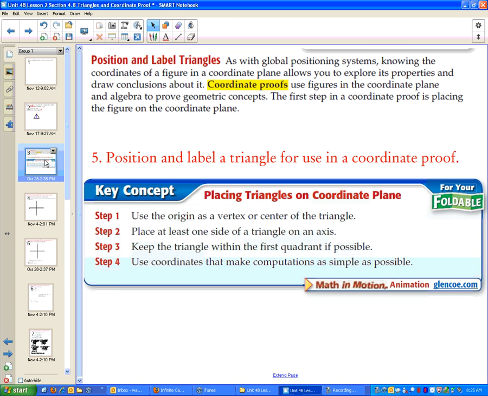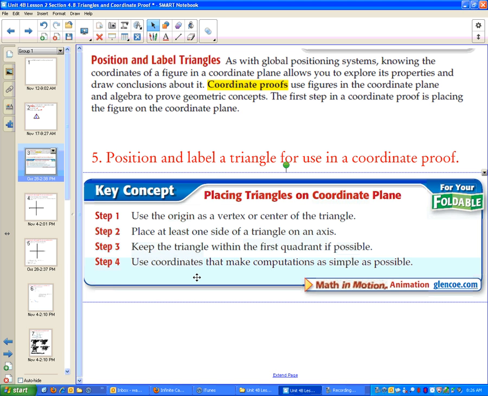So here are some guidelines to help you know how to put a triangle on a coordinate plane. It says to use the origin as a vertex or center of the triangle. Quite often we'll position a triangle so that one of the vertices of the triangle is the point 0, 0. Other times we won't do that. 0, 0 might be the midpoint of one of the sides quite often. Okay? Next guideline, place at least one side of a triangle on an axis, especially if it's a right triangle. That works out really well, to put one of the sides on an axis.